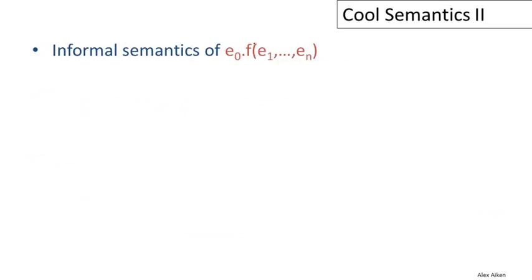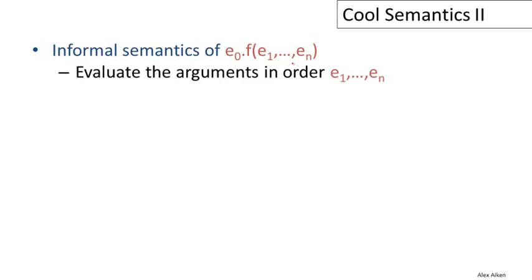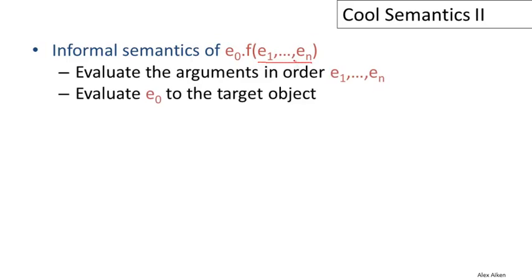Now let's talk about the semantics of dynamic dispatch, and we'll follow the same plan that we did with the semantics of new. First, I'll have an informal discussion, a high-level description of how the evaluation of a dynamic dispatch works, and then we'll look at the formal operational rule. So the first thing that happens in evaluating a dispatch is that we'll evaluate the arguments, E1 through En, and next we'll evaluate the target object, E0. So we'll evaluate that expression to get the actual object to which we're dispatching.